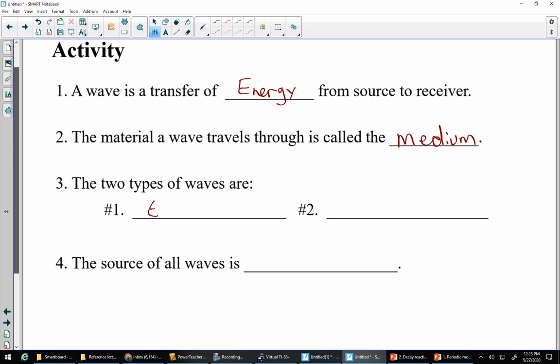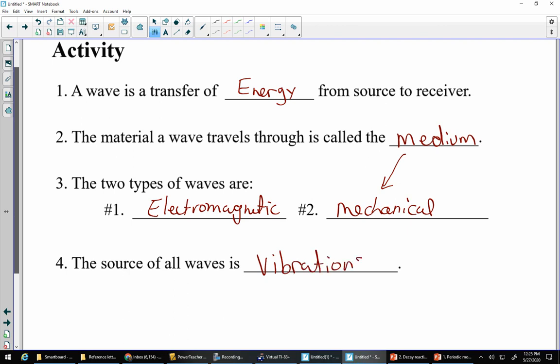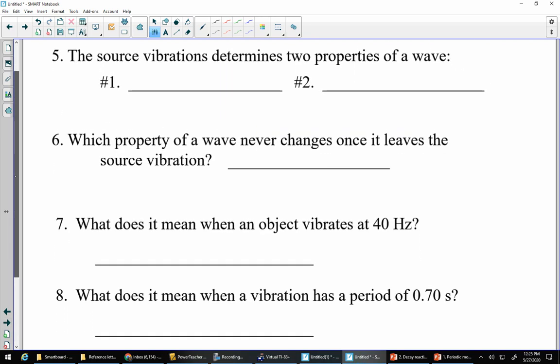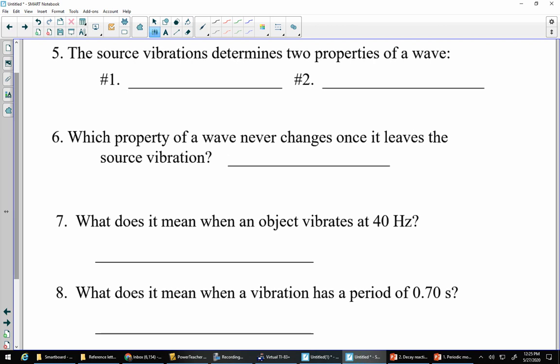There are 2 types of waves, electromagnetic and mechanical. And again, it's those mechanical ones that need the medium. The source of all waves are vibrations. Vibrations, excellent, perfect. So a bit of review there. Couple more for you to think about. So again, when you're ready, put the video on pause and unpause when you think you've got it. Go for it, put the video on pause, see if you can figure out these last couple questions.